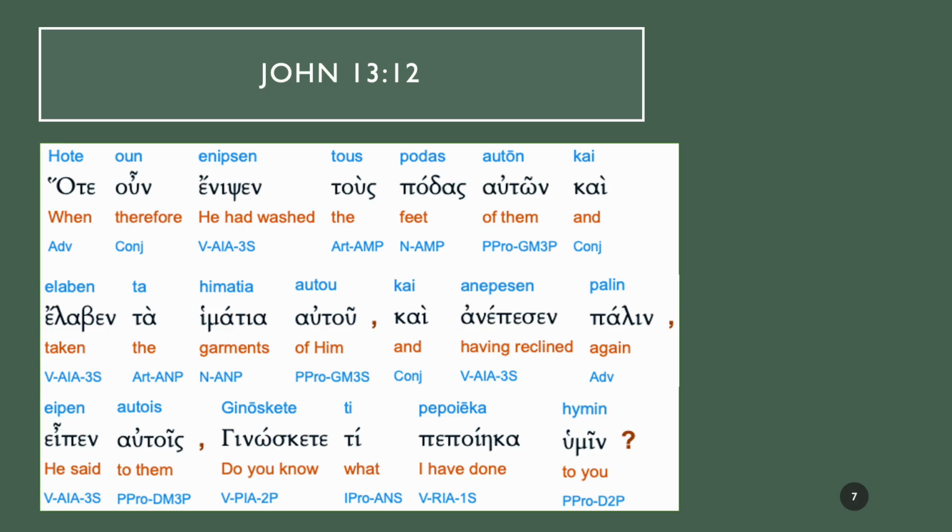Let's just go through that in the Greek first. Hote oun enipsen tous podas auton. And when therefore he had washed the feet of them, kai elaben ta himatia autou, and taken his garments, or put back on his garments, kai anepesen palin, and having reclined again, eipen autois, he said to them, Ginoskete ti pepoieka humin? Do you know what I have done to you?